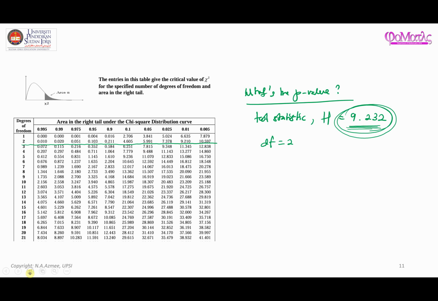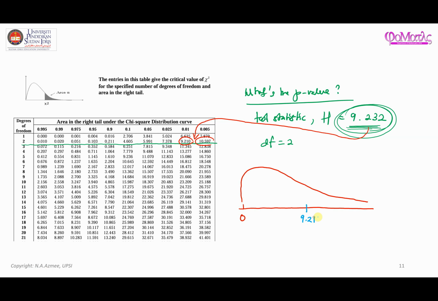So obviously you can see that 9.232 will be a value between 9.210 and 10.597. Let me just explain by a simple graph what these values are all about. So again, if we have this graph, this is the chi-square distribution, this is at point 0. The position of 9.210 could be right here, and it corresponds to having the area to the right equal to 0.01. So that is the area or the probability.